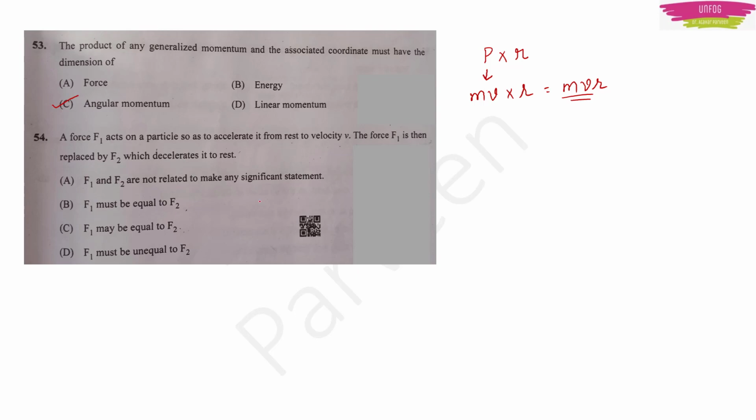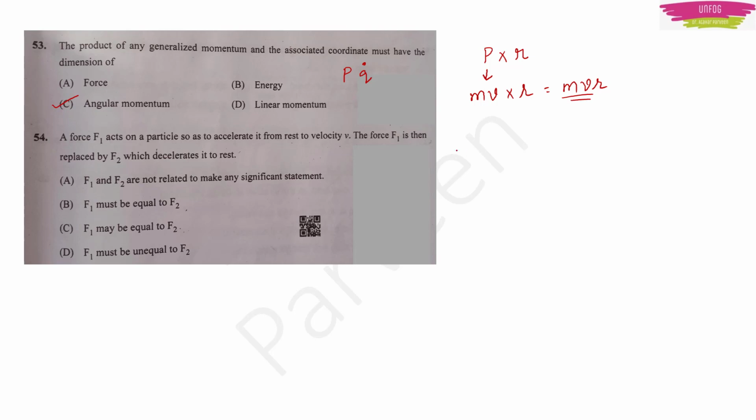So if you want to see from this perspective of the generalized momentum, then it will be p into q dot. Then again you try to solve it. Again you will get the dimensions of angular momentum only.